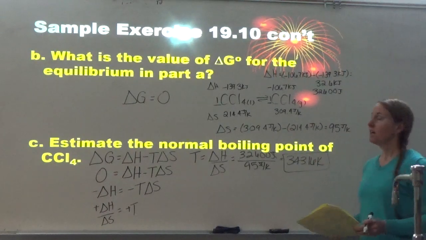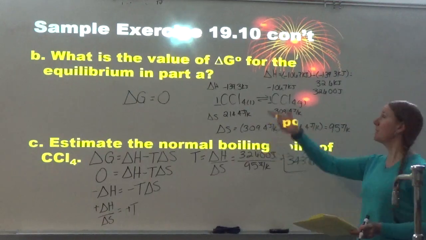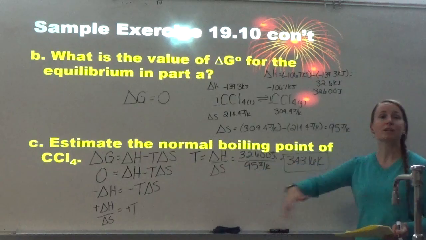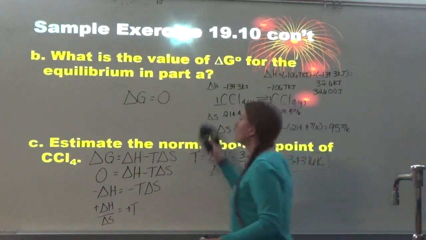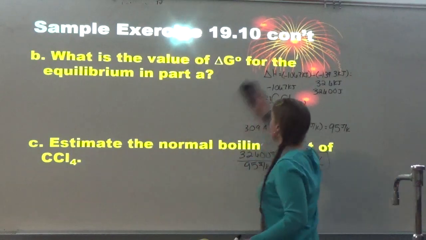Just like that. Like I said, sometimes they might provide you with delta H and delta S, sometimes they'll provide you with the values. But either way, you can use this formula to solve for T, as long as you have the other information. The important thing to remember is at equilibrium, delta G is 0.